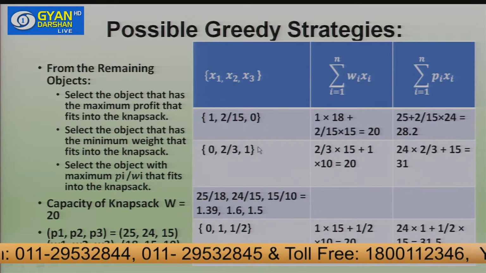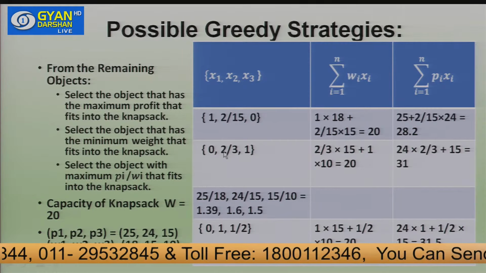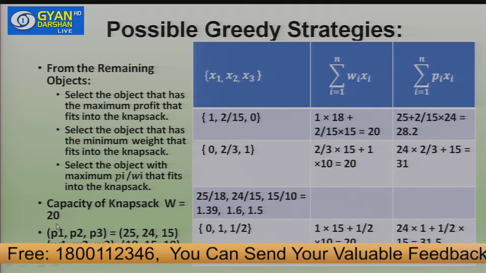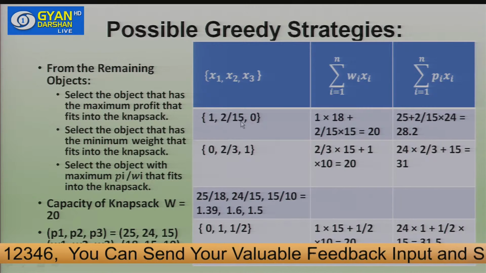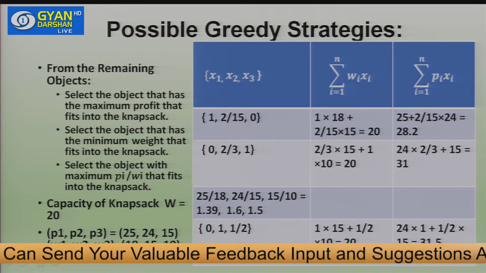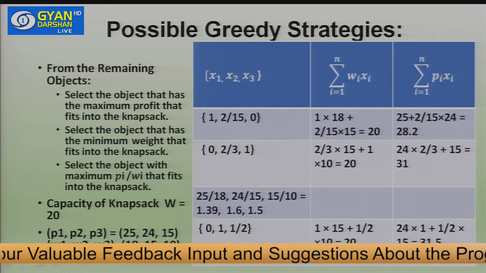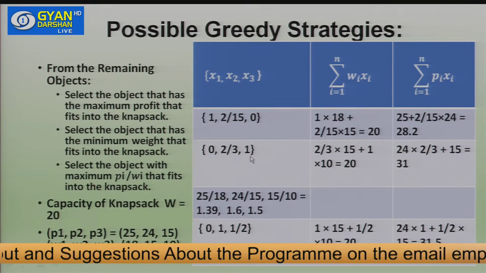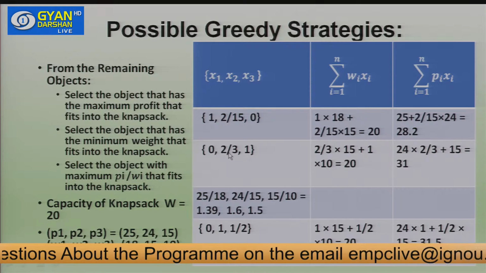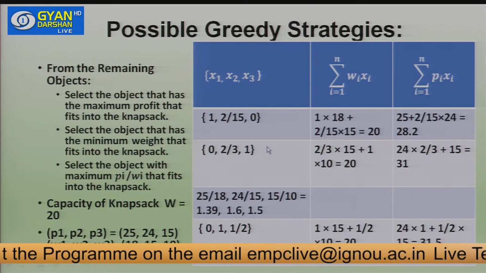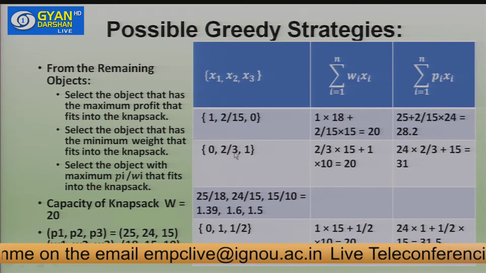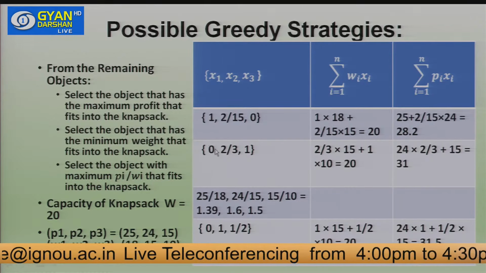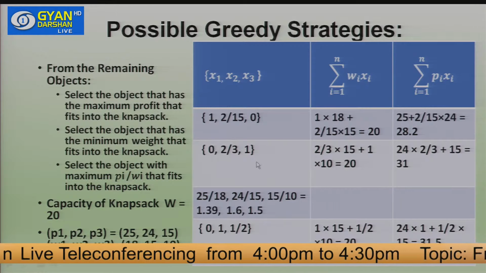So what is the remaining weight? 10 kg is left, because we have filled up 10 and the capacity was 20 kg. Now the next lowest weight is 15. 2/3 of 15 is 10, so we fill up 2/3 of that object into the knapsack or the bag. And once we have filled these two, there is 0 capacity left for the third object.